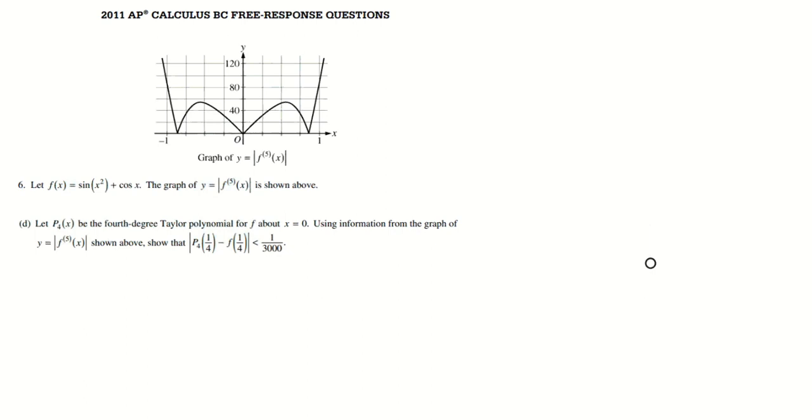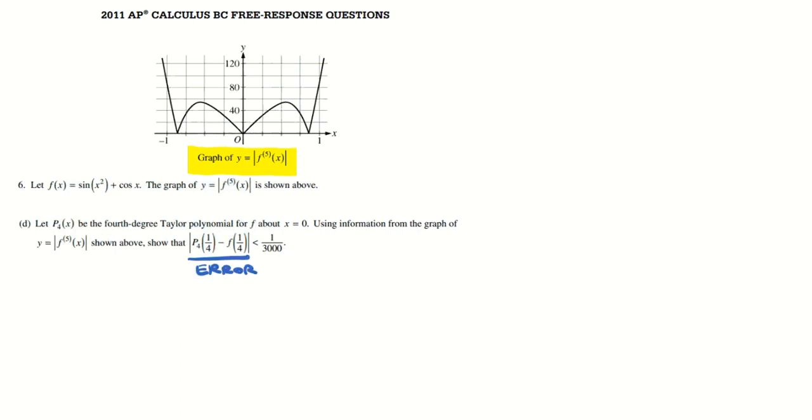And this one, it doesn't say use the Lagrange error bound, but I think the hint is right here where it says, here's the graph of y equals the absolute value of f's fifth derivative. There's no other reason in AP Calculus why we need to look at the graph of the absolute value of a high-order derivative besides running the Lagrange error bound. So what we're going to do is say, all right, I know what to do here. We know that we're trying to show the error, that's what this thing represents, is less than 1 over 3,000.